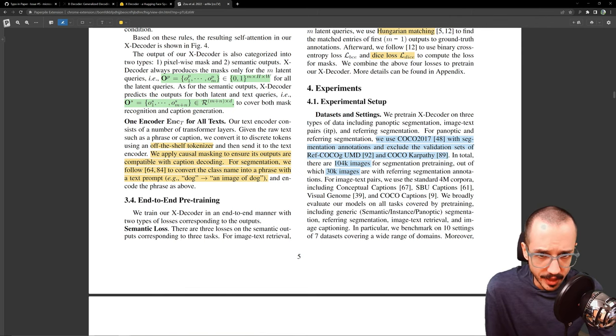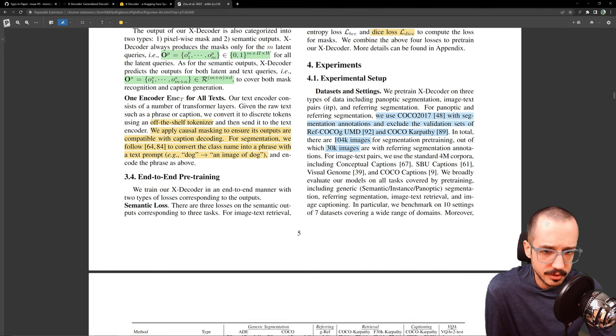Okay. Experimental setup here. So, panoptic segmentation, image text pairs, and referring. Okay, for image text pairs, we use the standard 4M corpora, which includes these different datasets here: conceptual captions, SBU captions, visual genome, and COCO captions.